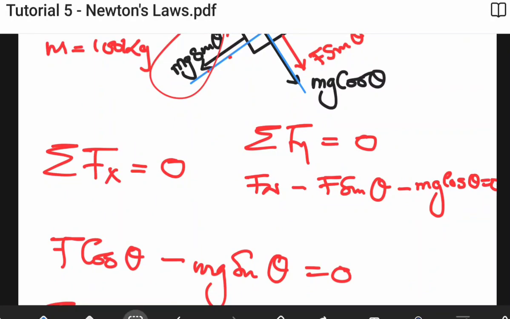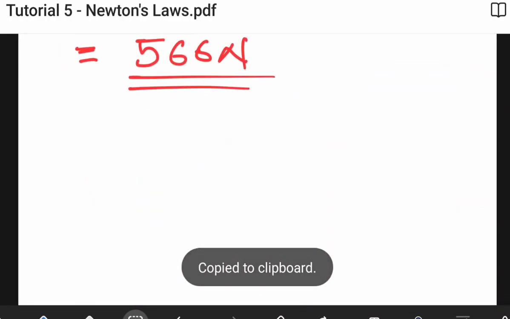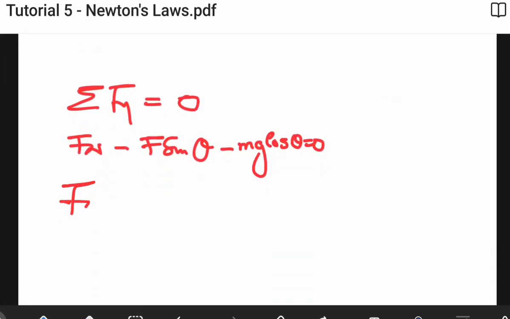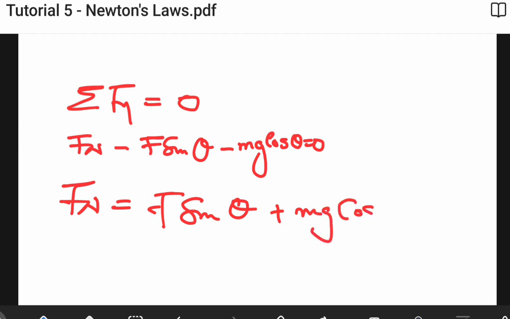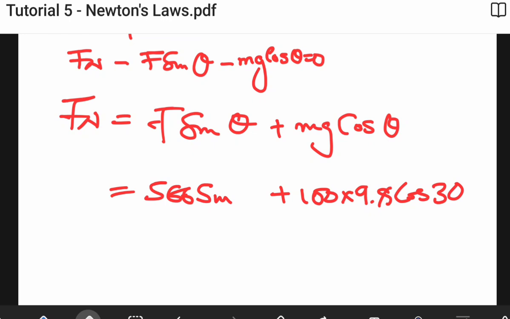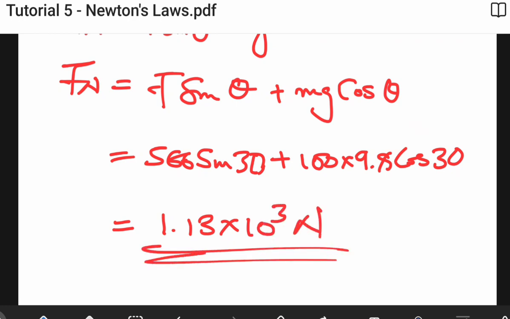So from here, I'll just copy this. And then let's go play with it the other side. Okay, so from here, we see that we only want Fn. I'll take everything the other side. It all becomes positive. Then this is mg cos theta. We already know what F is. That's 566. This is sine theta. And this is plus. The mass is 100. G is 9.8. Theta is 30. So I might as well put 30 here. So of course, now it's just a matter of simplifying this. But with the math, you should be able to get your force normal as 1.13 by 10 to the power 3 newtons. So this is how it is done.